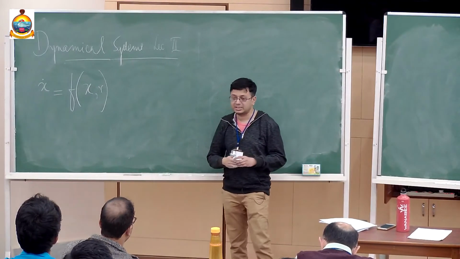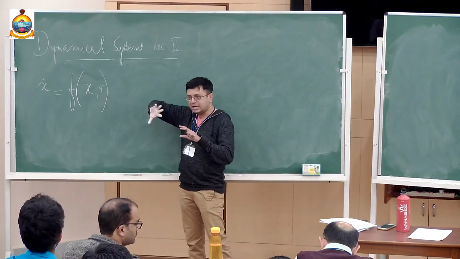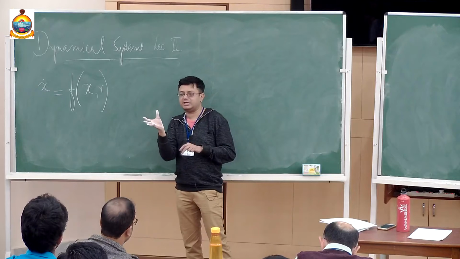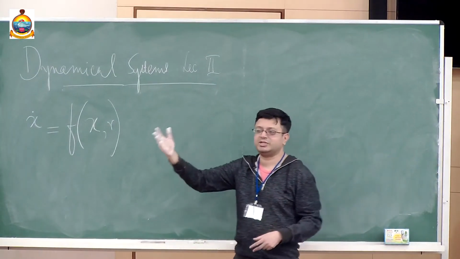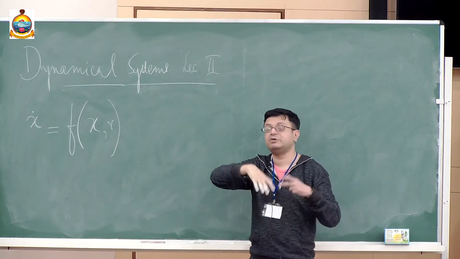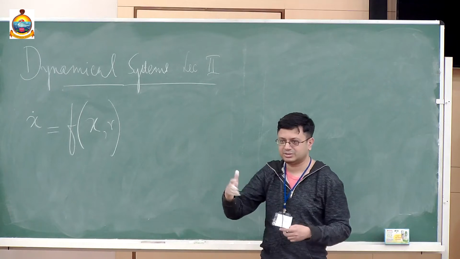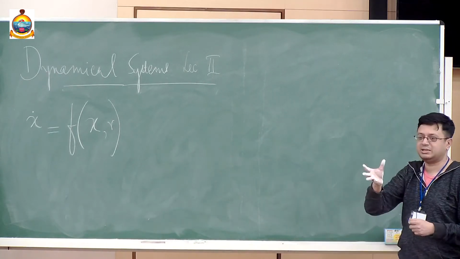Or it may so happen that a fixed point which was stable for some values of r, as I jack up the value of r, that stable fixed point became unstable, or an unstable fixed point became stable, or a half stable fixed point became fully stable fixed point, and so on. So there are these different situations that may happen as I tune this dynamical parameter.